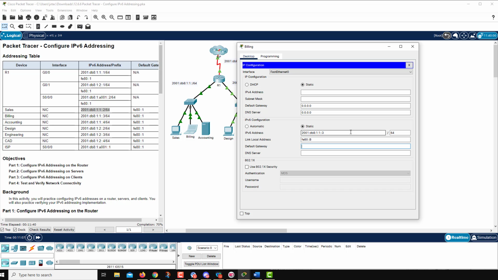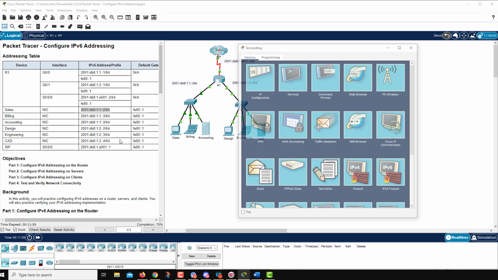FE80::B. I'll be the next one. We can't duplicate the link local addresses on a single network. So sales was A, the router is already 1, and I'm just going to make billing B. And then default gateway of the router, FE80::1. And close that off.